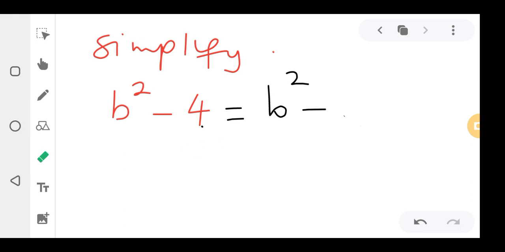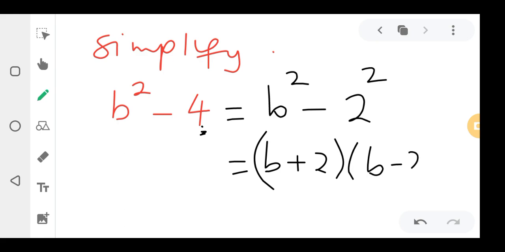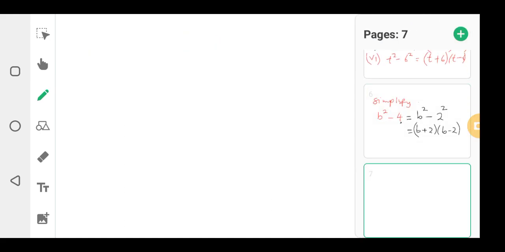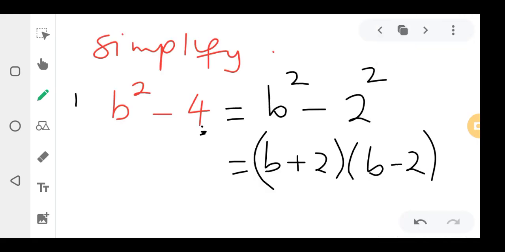You are writing 4 as a square. What number should I square to get 4? In short, the square root of 4, you square it. The square root of 4 is 2. So you put 2 and then squared on top. And then now you can write the difference of 2 squares for this. So it will be b plus 2, and then b minus 2. That's the difference of 2 squares. That's how you solve it. So this is question 1 here.